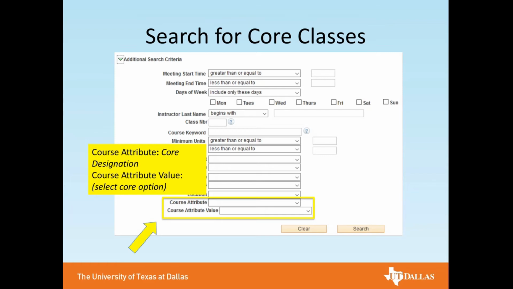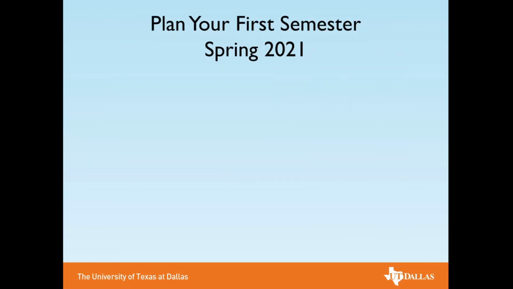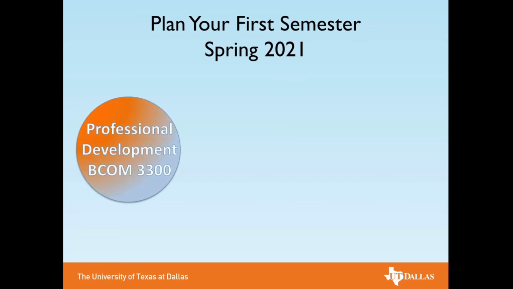Now let's go ahead and plan your first semester for spring 2021. First, you will take professional development, which is BCom 3300. This is one of your important first semester classes to take. So make sure that you put this in your degree plan or make a note of it that this is the first class you're going to select to register for. This class does have a lab component, so you will also select a lab time for this course, and it's all included as you register for the class.